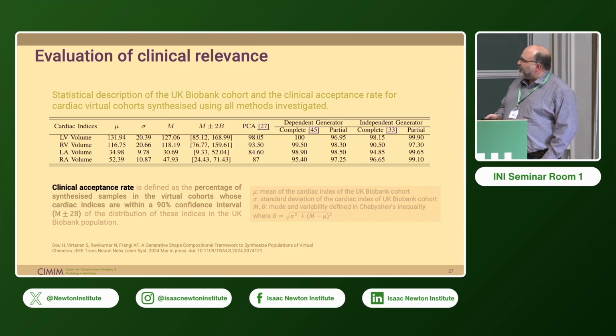And then finally, the other thing we looked at is the clinical relevance of these measures, and we define a measure called clinical acceptance rate, which is the percentage of the synthesized samples in the virtual cohorts whose cardiac indexes are within a 90% confidence interval from the real ones. And you can see that most of the rates are 96, 98, 99%, so it's actually quite good.